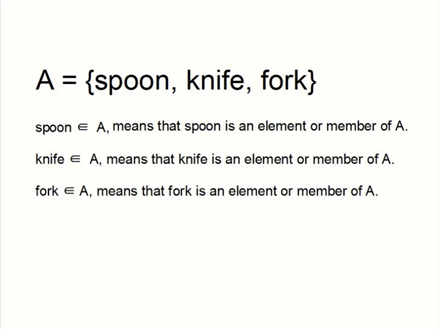So here's set A again. And what I've introduced now is a symbol to represent element, the element or the member of a set. Because we know that in maths we are using symbols so that anybody anywhere in the world will understand it no matter what language they speak. So look at what I've said here. Spoon, then we have the symbol, which is a funny looking E, which stands for is an element or member of. So spoon is an element or member of A. Knife is an element or member of A, and fork is an element or member of A.